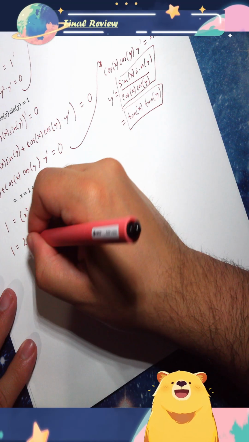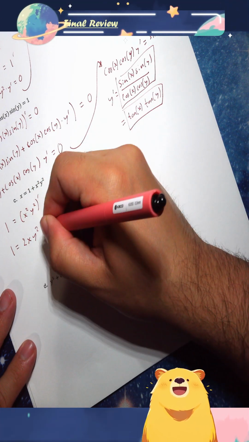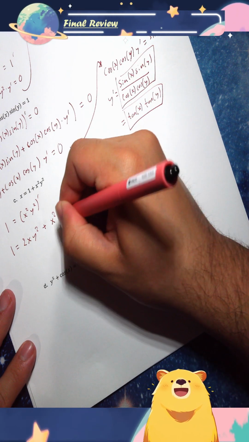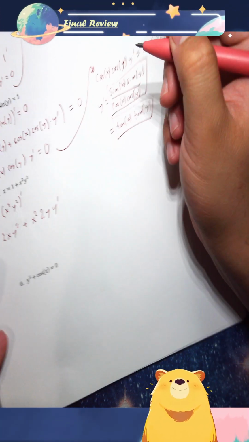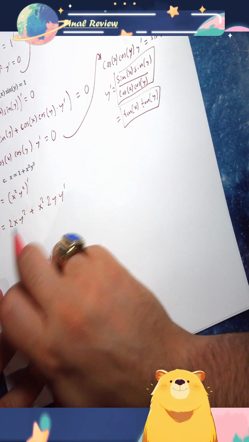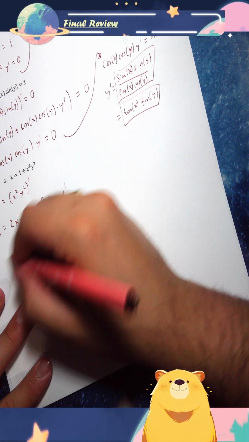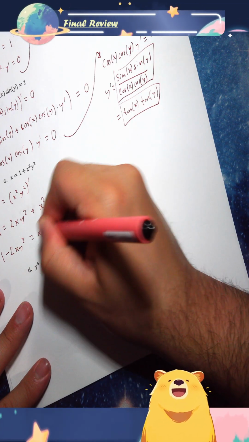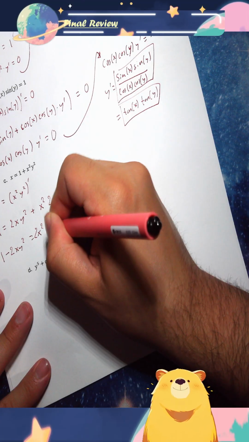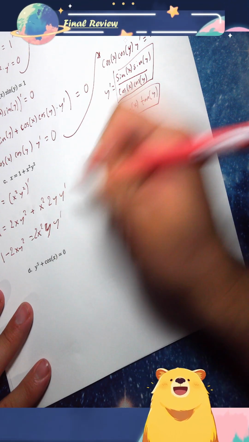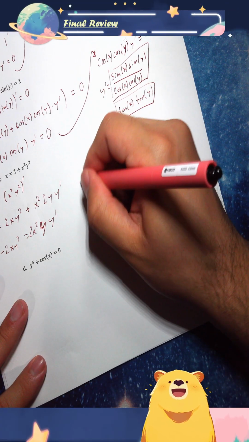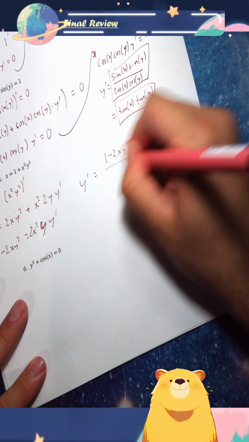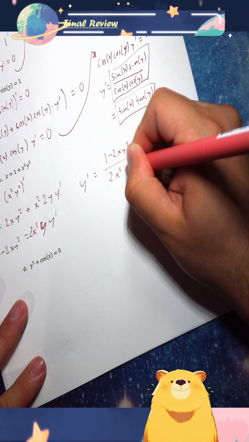So we do 2x y squared plus x squared 2y y prime. Subtract this. We'll have 1 minus 2xy squared is equal to 2 x squared y prime, and divide by that guy to get y prime is equal to 1 minus 2xy squared over 2x squared y.